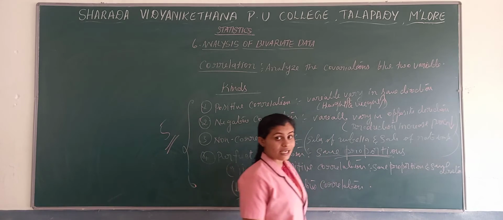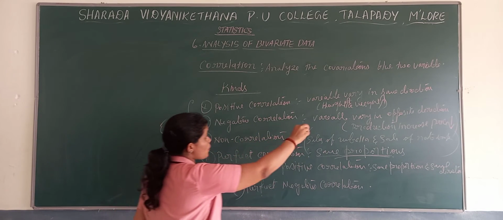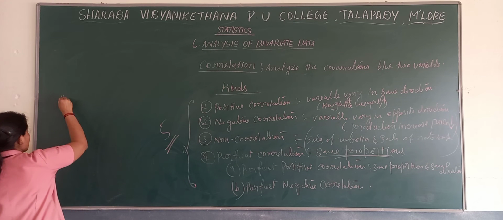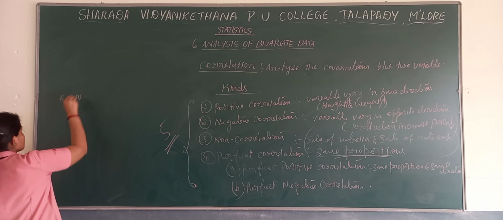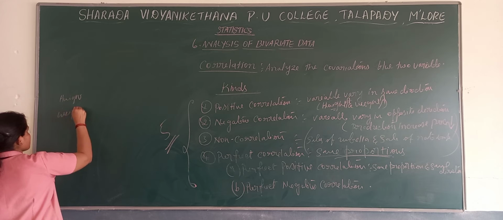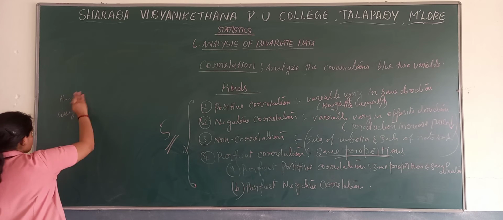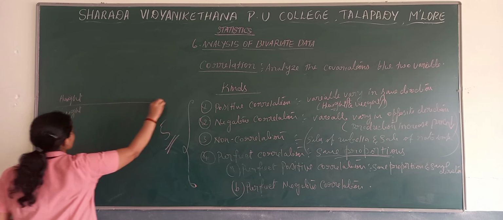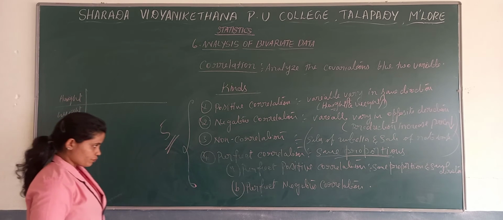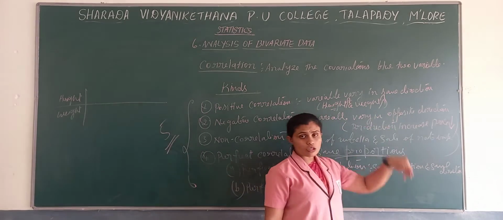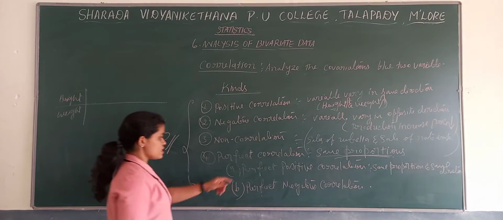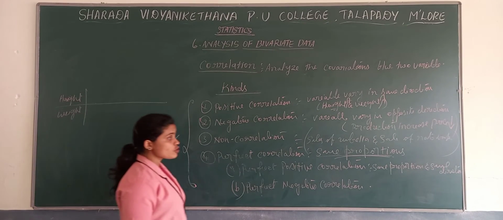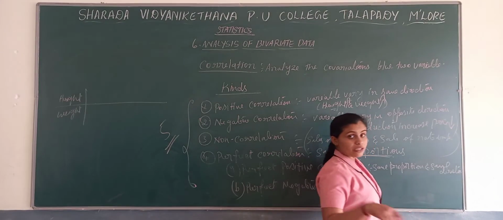Same proportion and same direction. For example, we will take the positive correlation example only, just for the purpose of example. We can take height and weight. Now, positive means when height increases, weight increases. Perfect positive means when height increases, weight also increases, in the same direction and in the same proportion.